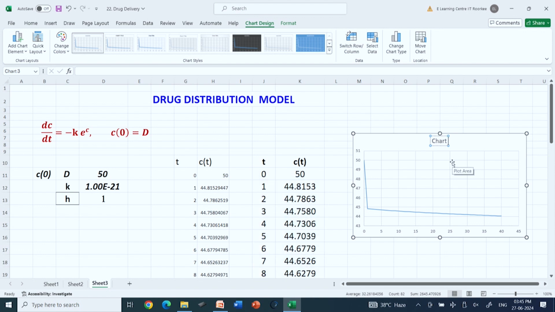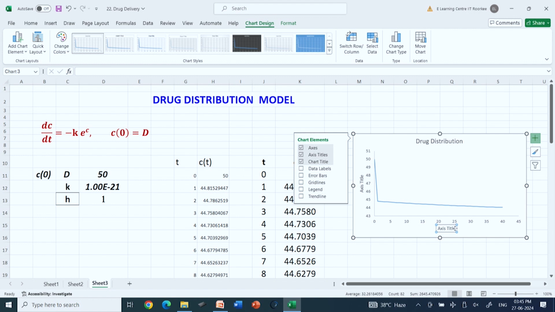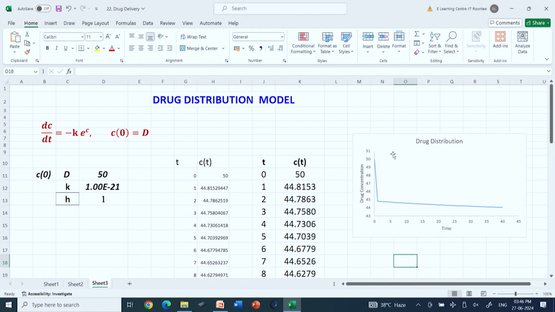I format them a little, say drug distribution. Let's see, I name it drug distribution, same, and I choose this. I remove the grid lines, I choose the axis title, and this is the time, and this is the concentration of the drug. Okay, so you can see there is a sharp fall and then it's going to some steady value.